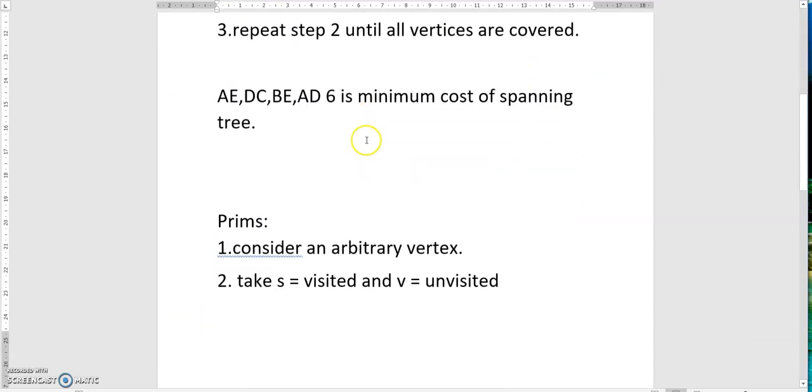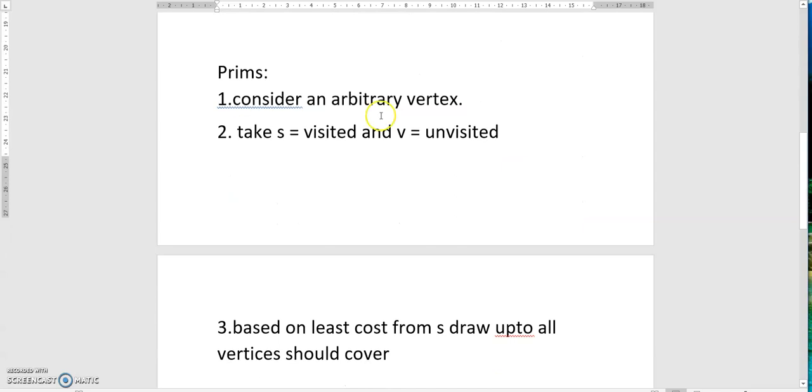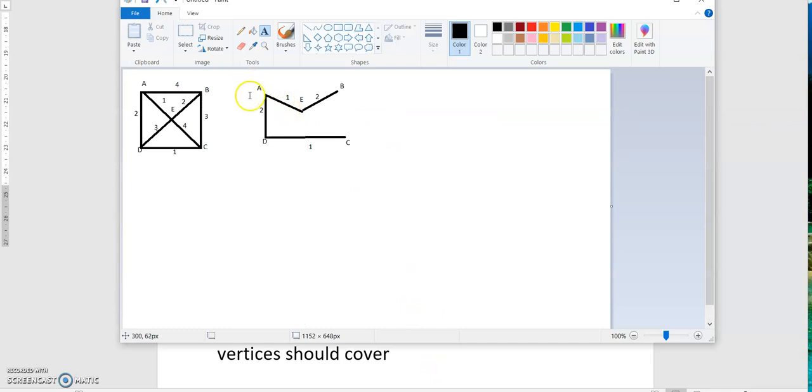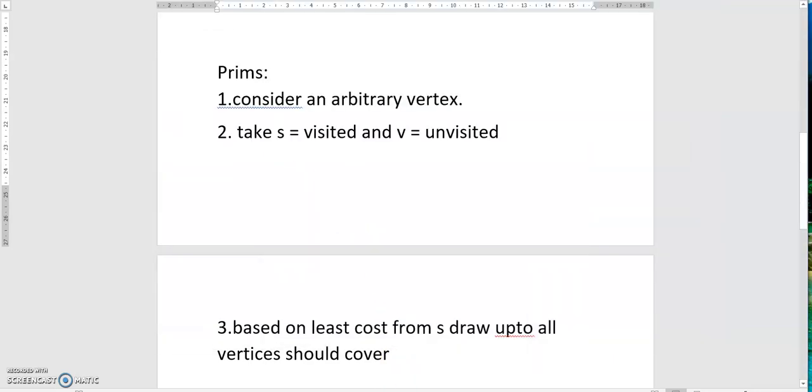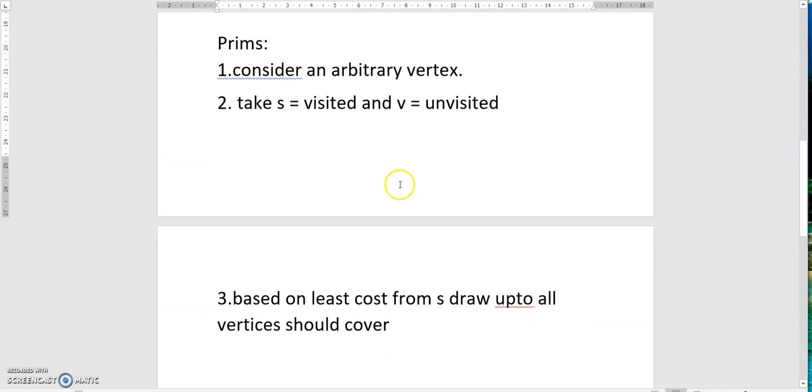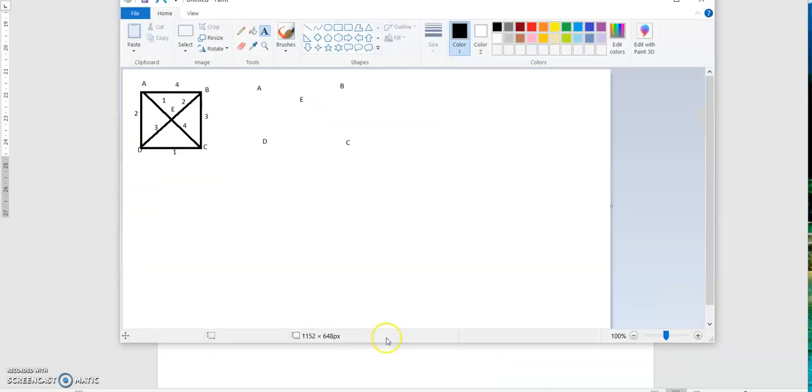Now see Prim's. Consider an arbitrary vertex. Take S equal to visited vertices, that means the source which is the arbitrary vertex, and V equal to unvisited vertices. Based on least cost from the source, draw until all vertices are covered. Let's see this with the help of an example.